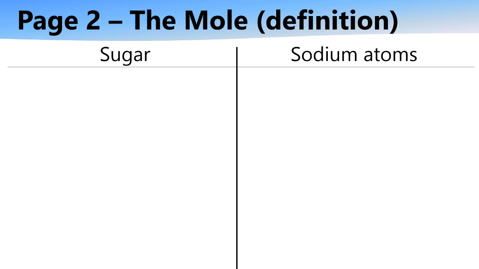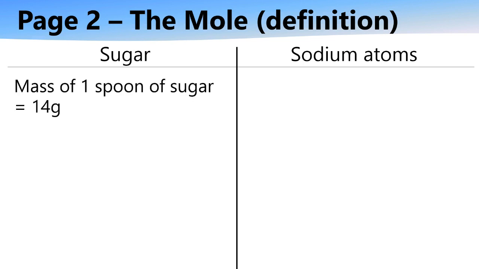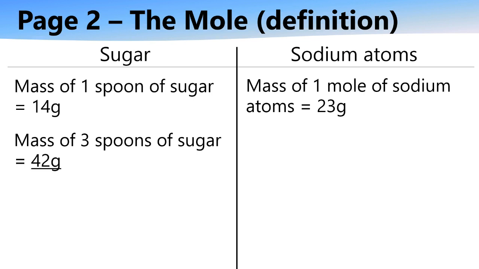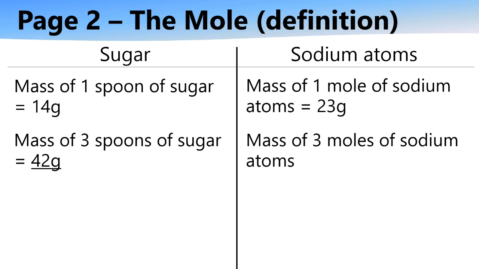We can also talk about the mass of 1 spoon of sugar or the mass of 1 mole of sodium atoms. The mass of 1 spoon of sugar is given to be 14 grams, and the mass of 1 mole of sodium atoms would be 23 grams. So, if I have 3 spoons of sugar, what is the mass that I will get? It will simply be 14 times 3, which is 42 grams. Similarly, the mass of 3 moles of sodium atoms would be 23 multiplied by 3, and I will get 69 grams.